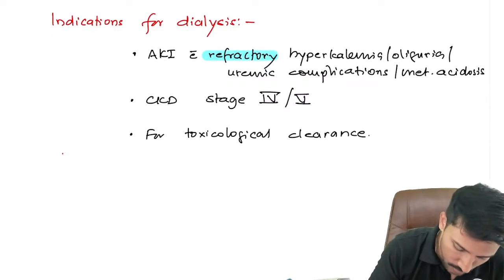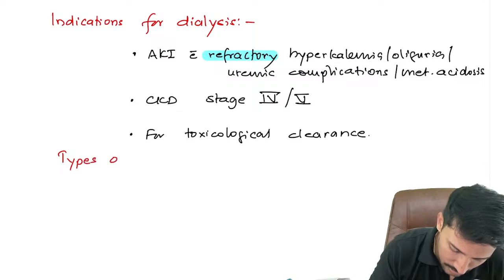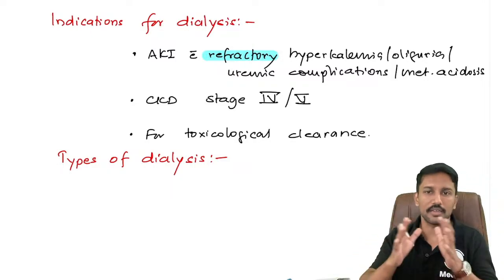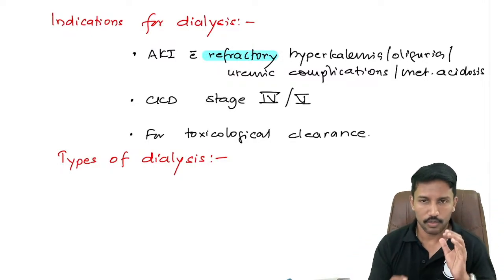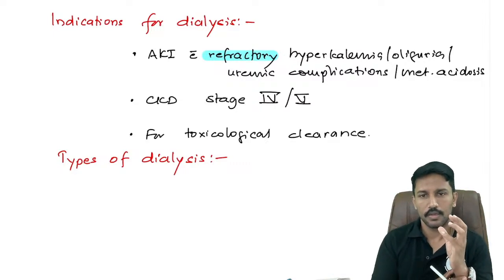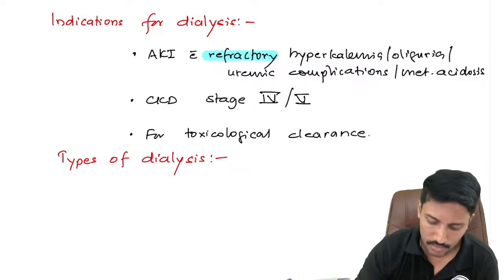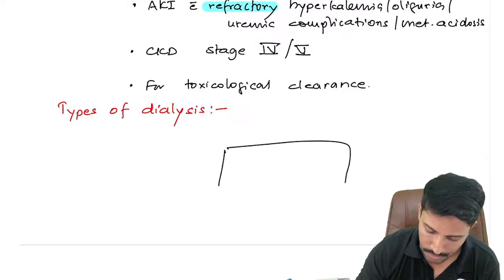Now the question is, what are the types of dialysis that we are aware of? Types of dialysis. So there are two main types of dialysis, because in dialysis the blood is made to pass through a chamber across a membrane. So how the dialysis works is, there is a chamber.